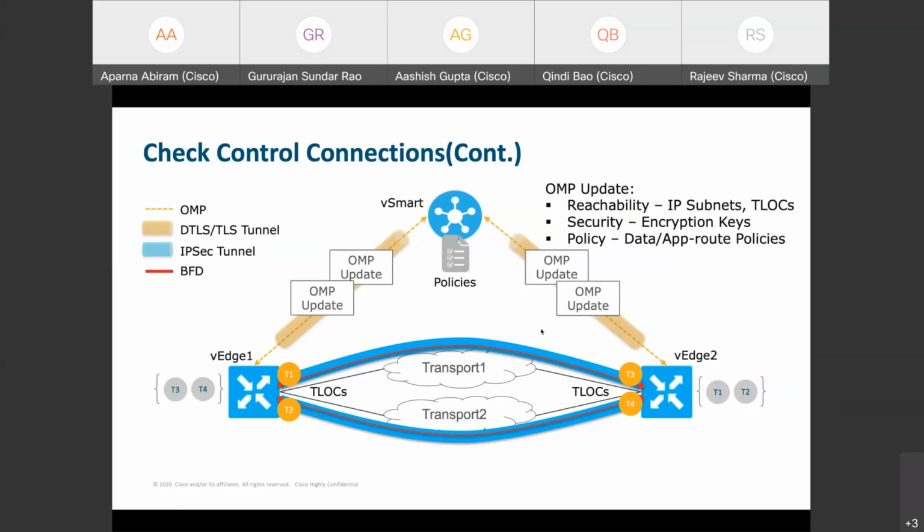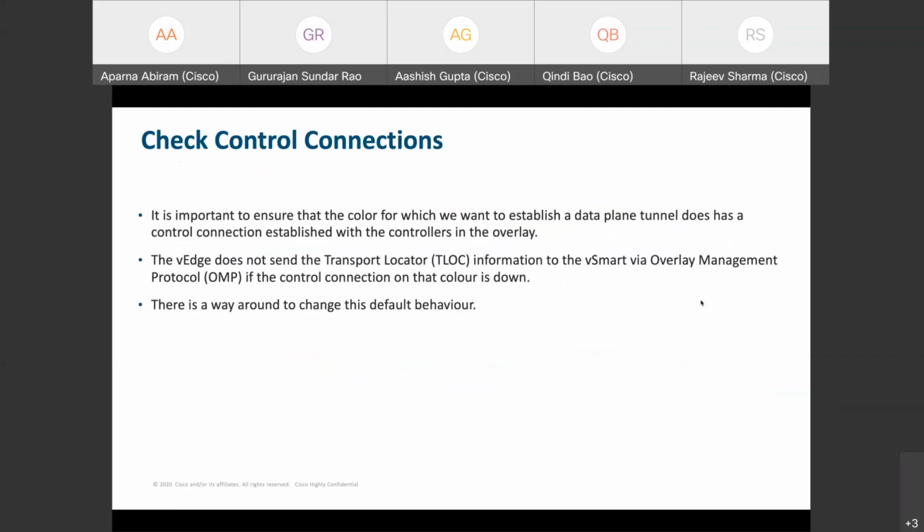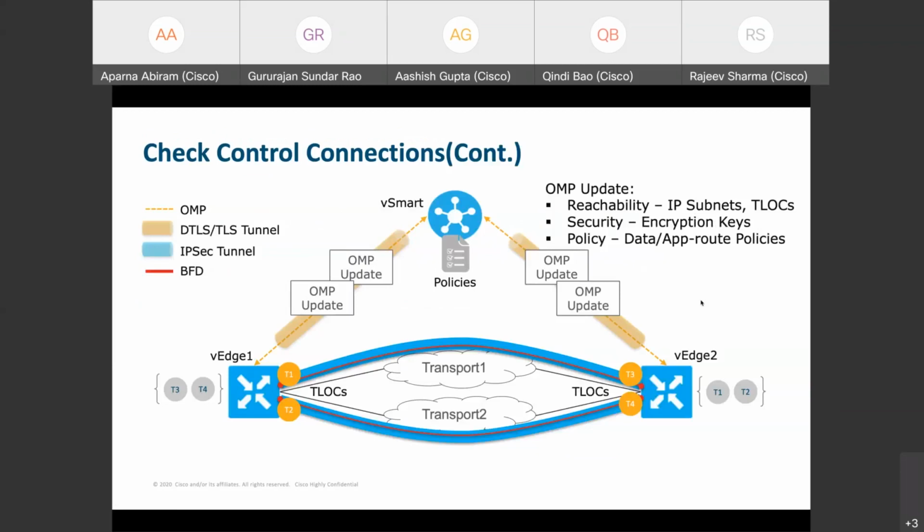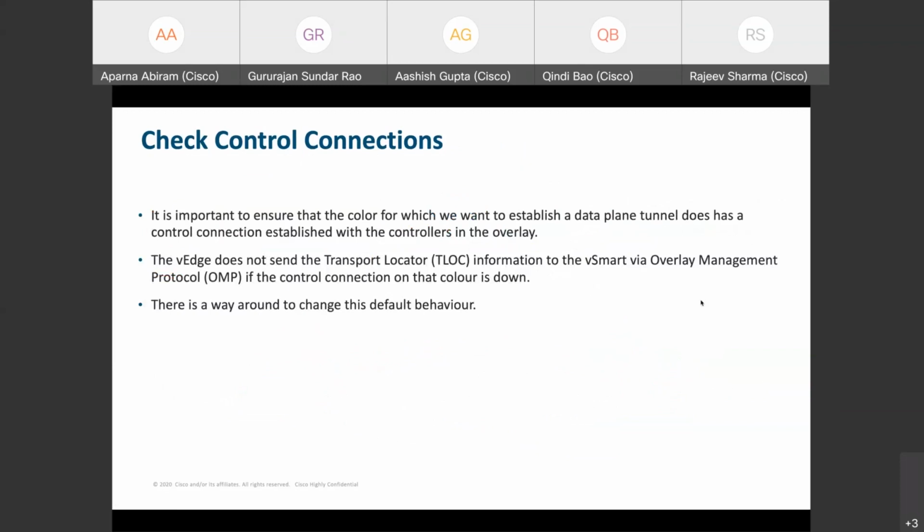So once we have the control properties information, every time the edge is trying to form a BFD session, as we said, the edge device would be forwarding that particular TLOC information to the vSmart. This will not be done unless there is a control connection on that particular color. So let's say I have two colors, MPLS and Internet. I will not be able to send my MPLS TLOC to the vSmart unless I have the control connection up on the MPLS color.